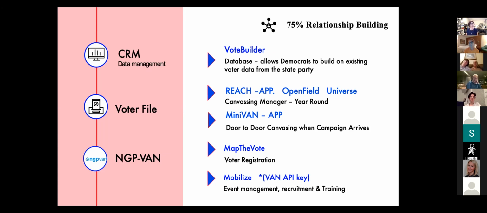Now, because the state has Mobilize and the state has Van, you can get what we call a Van IP key. It's just a code. It's a code to say this computer talks to this computer. Really simple. When you're setting up Mobilize, it just says in the settings, enter your Van key. And it's just a code. So it's another way to enrich that database.